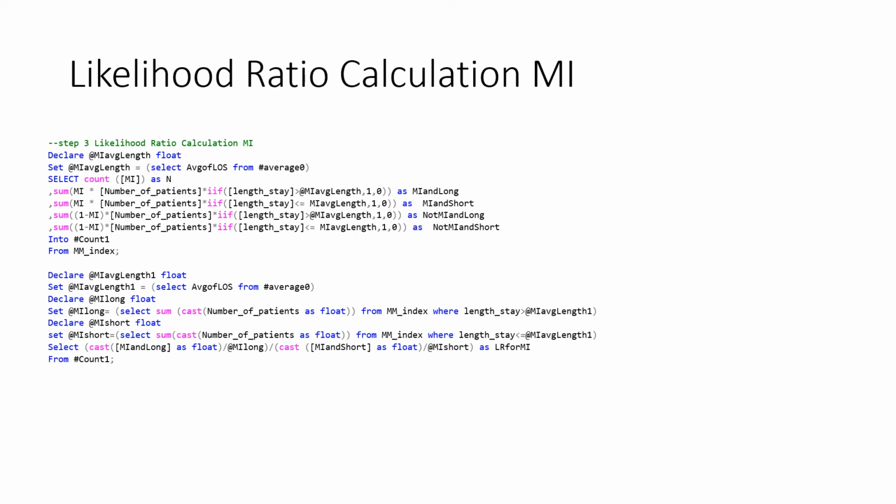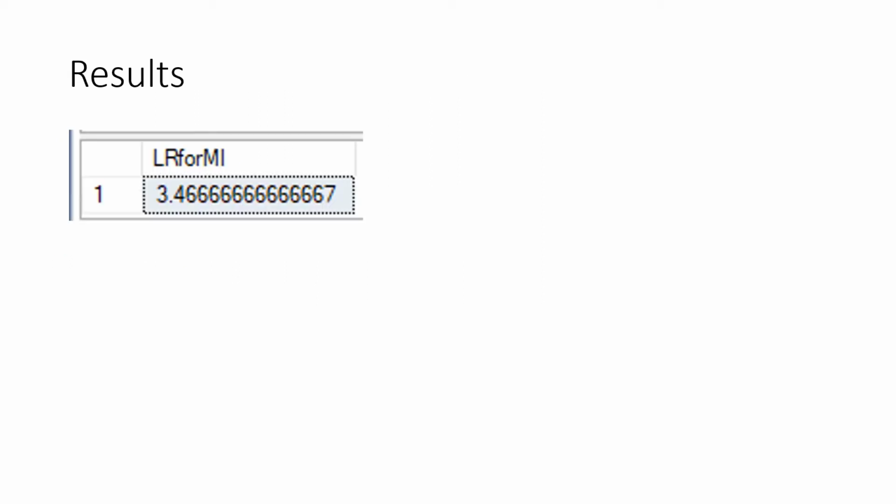This formula represents the prevalence of patients with a long stay divided by the prevalence of patients with myocardial infarction with a short stay. The results for the likelihood ratio calculated for MI are listed above.